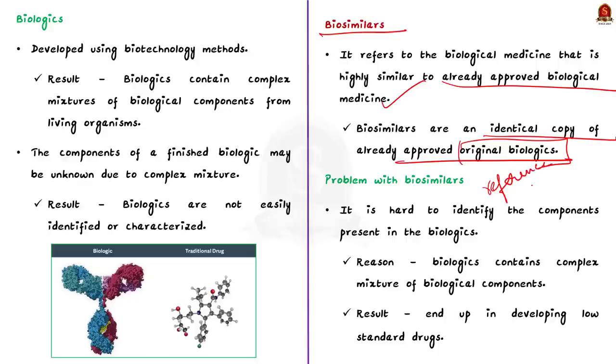Now talking about the problems with the biosimilars, as we already saw, it is hard to identify the components present in biologics. This is because biologics contain a complex mixture of biological components from living organisms. So, developing biosimilars with the help of biologics may end up in developing low standard drugs. This is the main problem with the biosimilars. And that is why scientists are urging the government not to relax the norms.